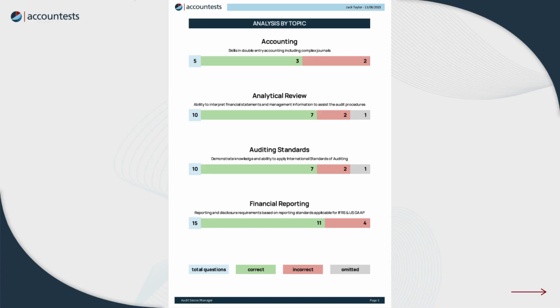This is making sure that the candidate has an intuitive understanding of debits and credits. Analytical review, so being able to interpret financial information and financial statements for part of the audit process. The auditing standards, so looking at the ability to apply international standards of auditing, and financial reporting, so the ability to apply financial reporting standards including IFRS.